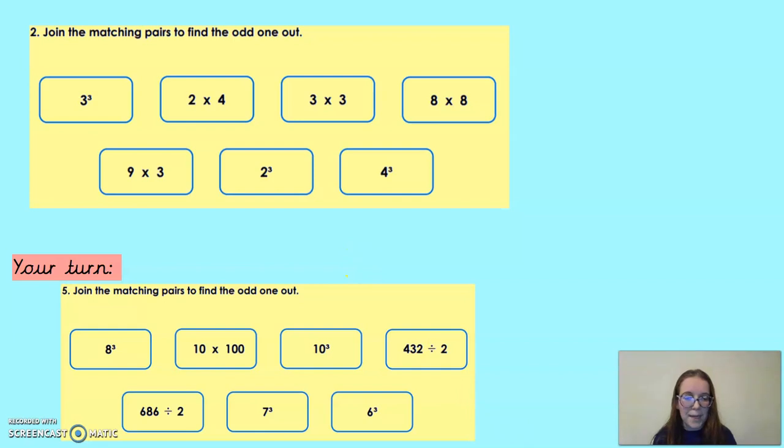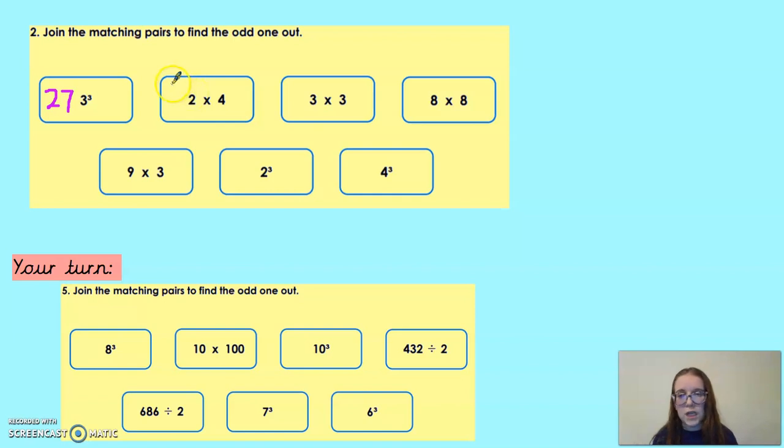So let me get my pen. Let's go for pink this time. Right, we've got 3 cubed. Now it's not 3 times 3, it's 3 cubed. Right, 3 times 3 is 9, times by 3 again, that is going to be 27. Fantastic. Okay, now I'm going to go on to the next one.